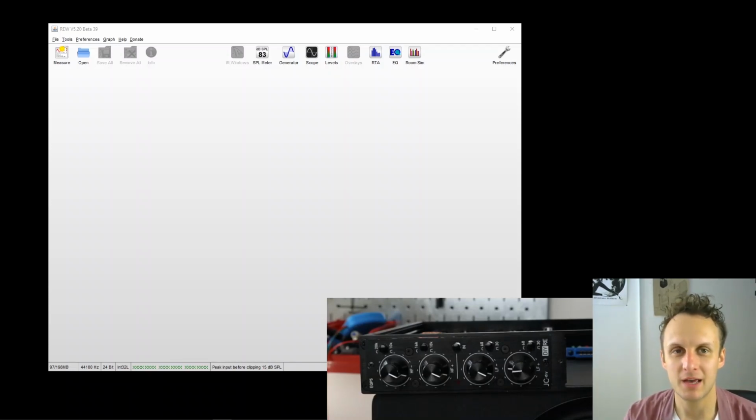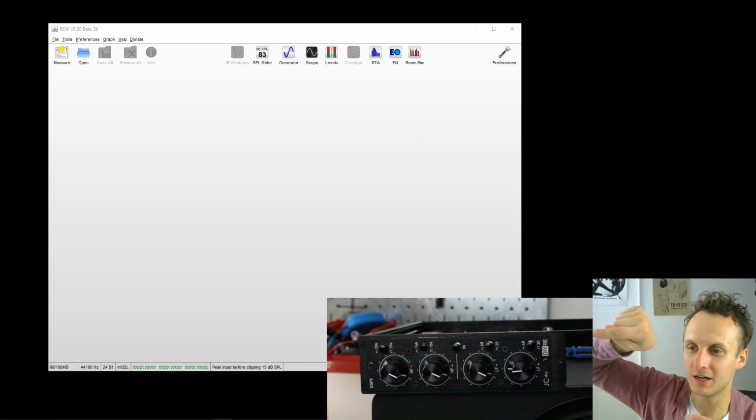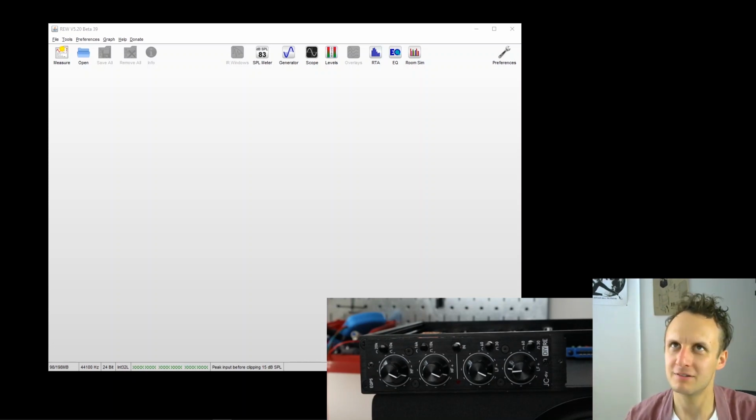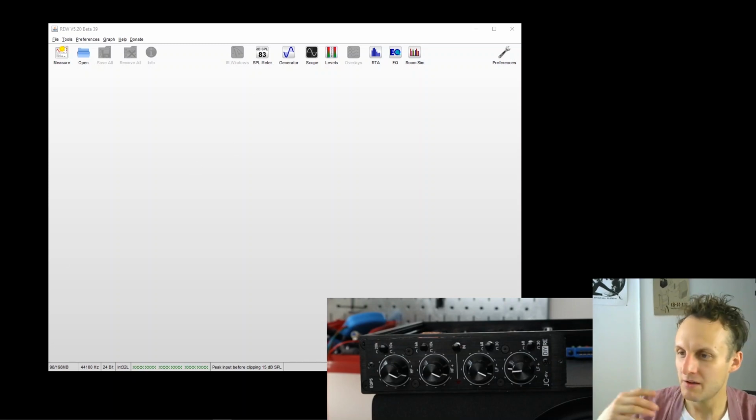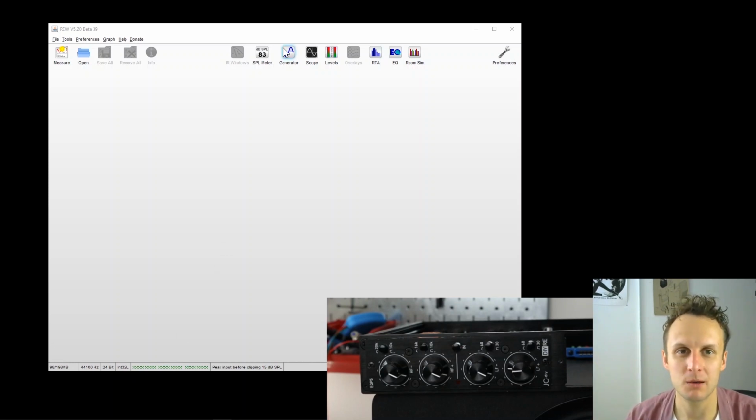Today, we're going to get into doing actual measurements. We're going to measure the frequency response of this EQ here to my left. So we're all set up. I've got this plugged into the same input and output as I had shown you in the previous episode. So the first thing I'm going to do is calibrate our level.